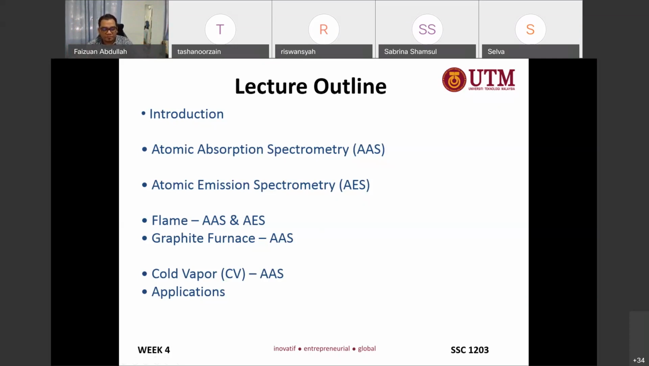Okay, so we have two types. We have flame AAS, meaning that we use flame to excite or to burn the sample, to excite the electron from ground state to excited state. And also we have graphite furnace AAS, and also cold vapor AAS and its application.